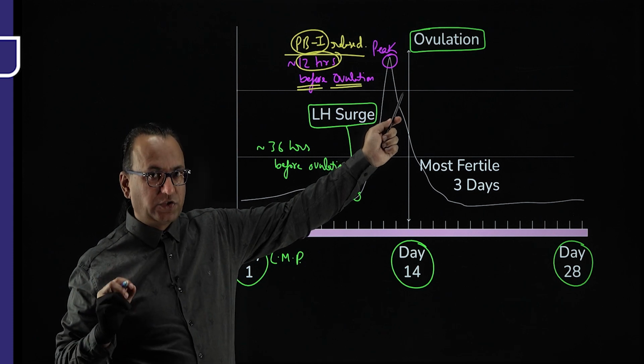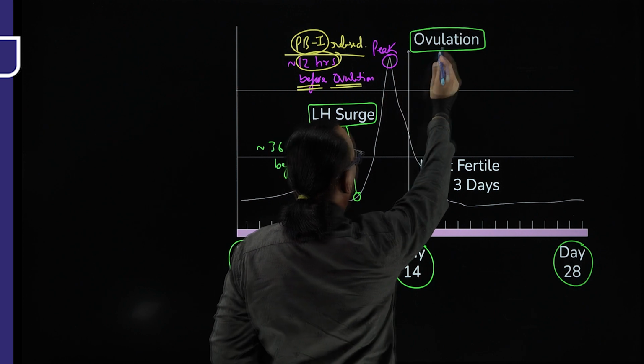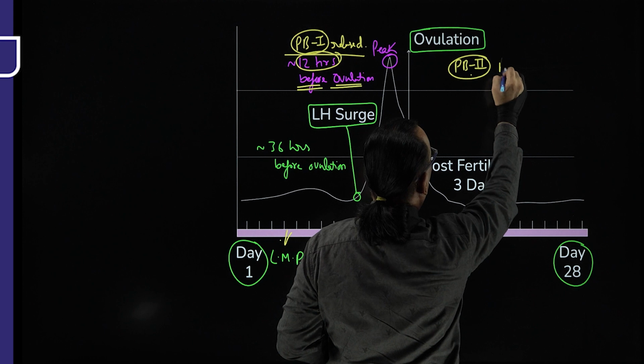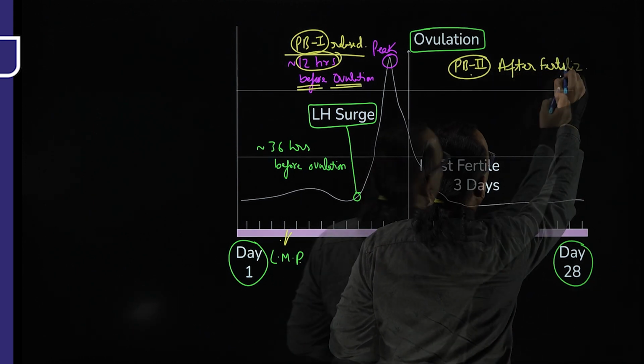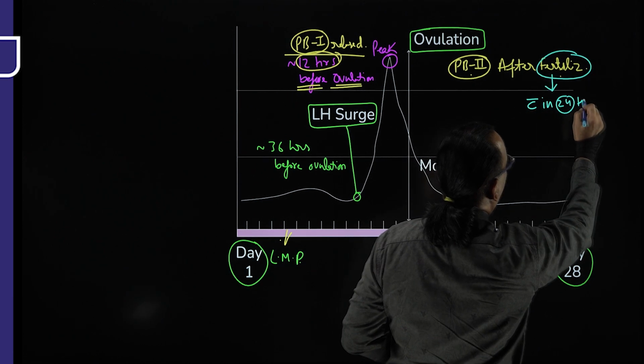Then when is the second polar body released? The second polar body is released after fertilization. Now if the second polar body is released after fertilization, then when does fertilization take place? Fertilization should happen within 24 hours of ovulation.